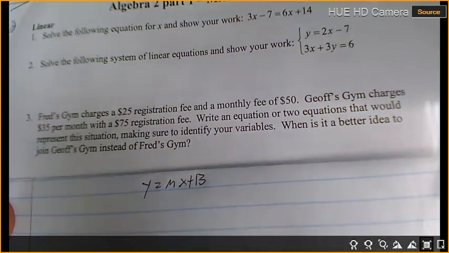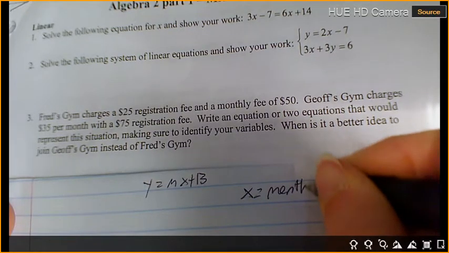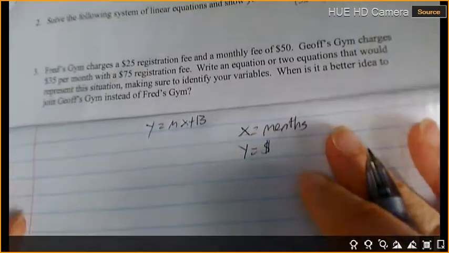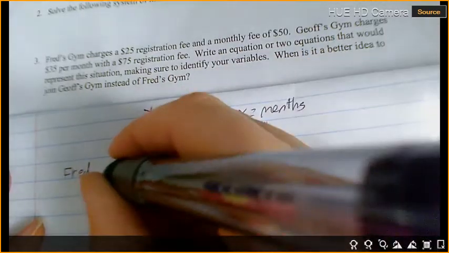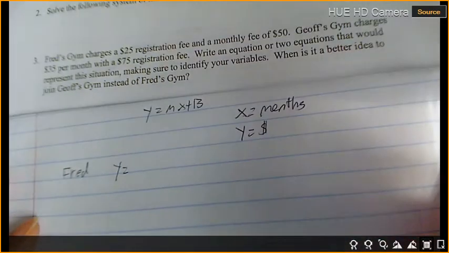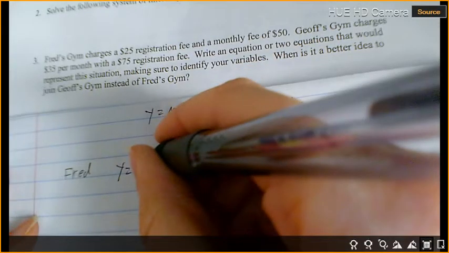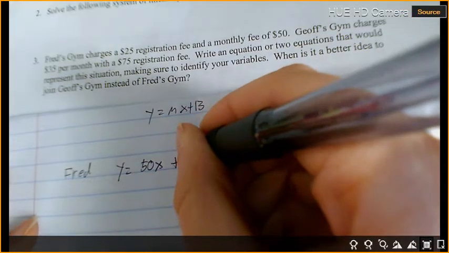Okay, you can make x equal the months and y equal the total money. So we're going to take Fred's gym first, and we're going to say y equals, how much does it cost each month to go to Fred's gym? 50. So it's 50x, because each month is more, plus the registration fee, which is 25.